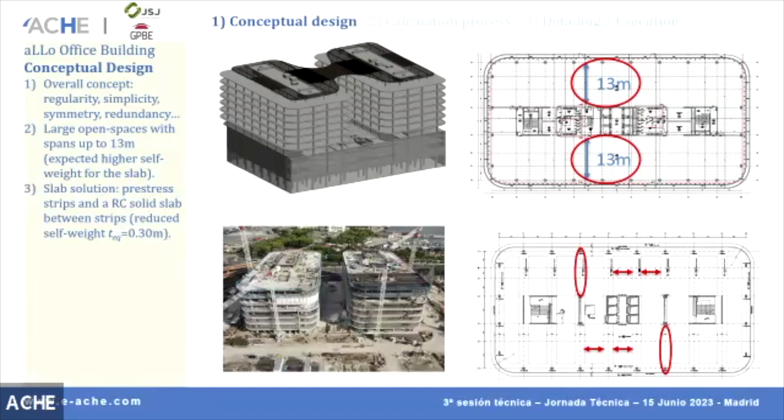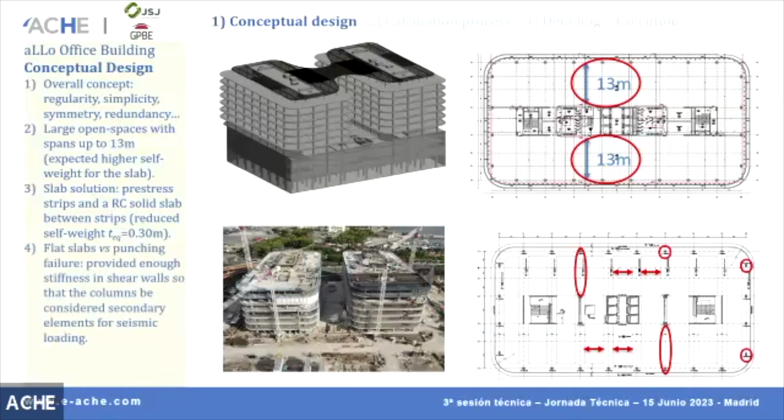This will reduce the weight, or the gravity loads, in the piles, because this was near the river and the foundations were not very good. We did indirect foundations, and this also reduces the inertial forces caused by the seismic action. Also, we have flat slabs and punching failure, which we know is a problem in seismic areas. So the overall concept was to provide enough stiffness in the shear walls so that all the columns could be considered as secondary elements for the seismic loading.